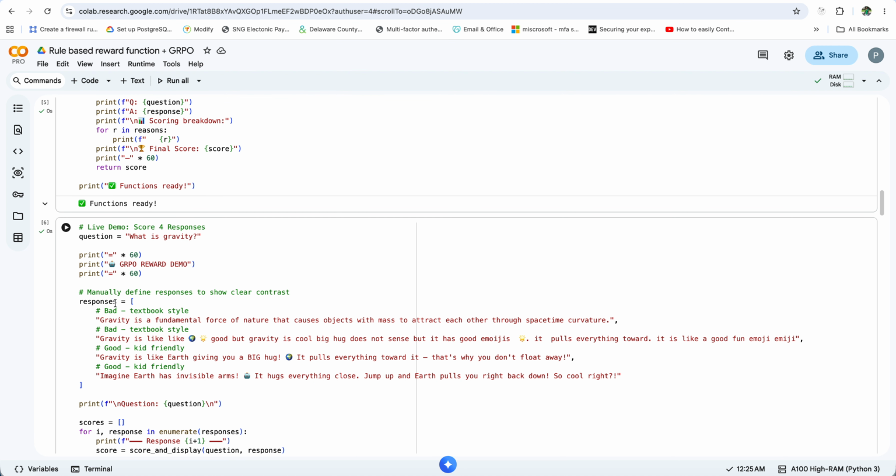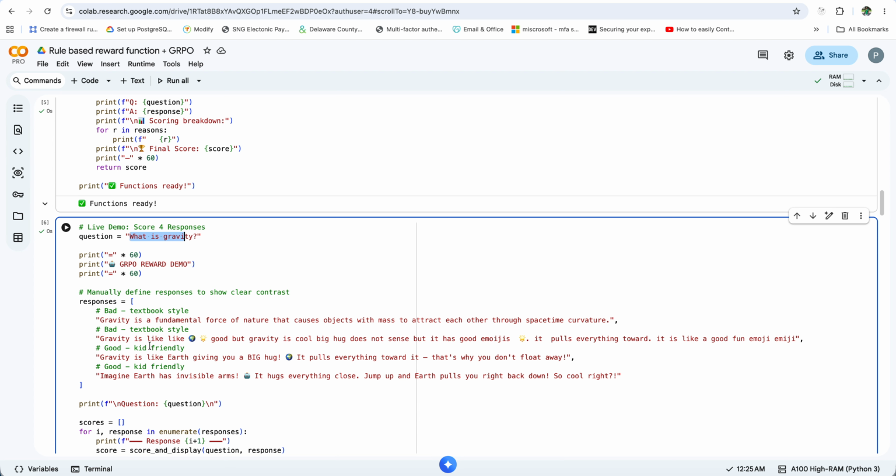If you see here, the question is, what is gravity? I have given four answers. As I discussed in the previous demo, GRPO generates four answers, compares all four, and gets the best out of them. That was the problem with PPO, because PPO has only one answer, so no comparison, and that's why they brought the critic model into the picture. Here, one of the answers is "gravity is like emoji is good, but gravity is cool, big hug", which does not make sense. This answer is kind of gibberish with emojis.